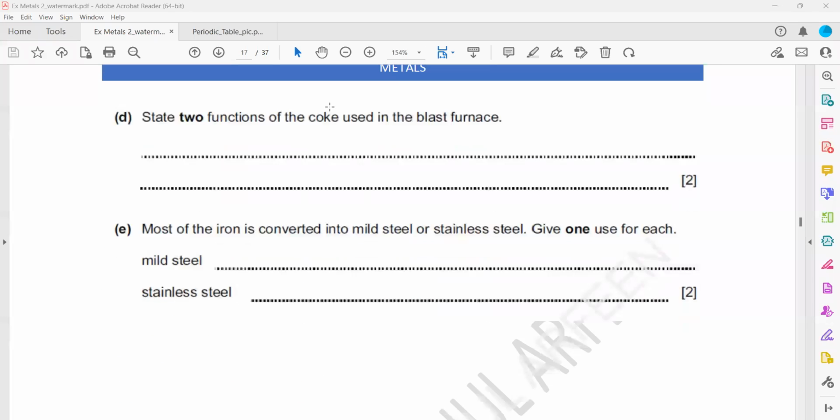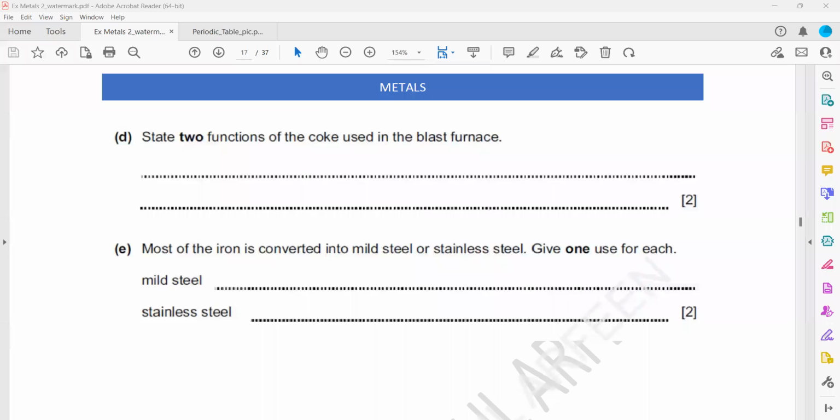Two functions of coke used in the blast furnace. Why do we use coke, or carbon, in the blast furnace? What is the reason? One is because it burns to produce heat, energy. One is to burn, produce heat. What else? And to react with carbon dioxide to form carbon monoxide.